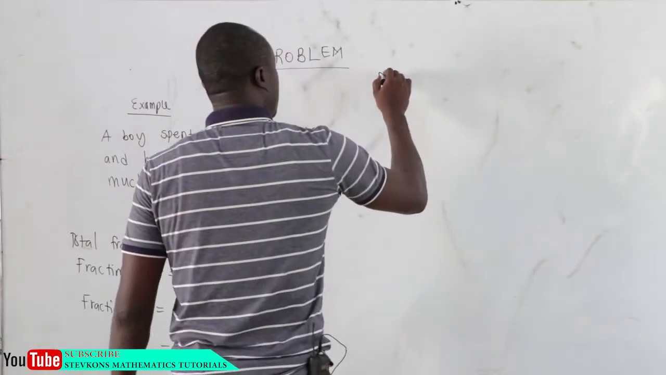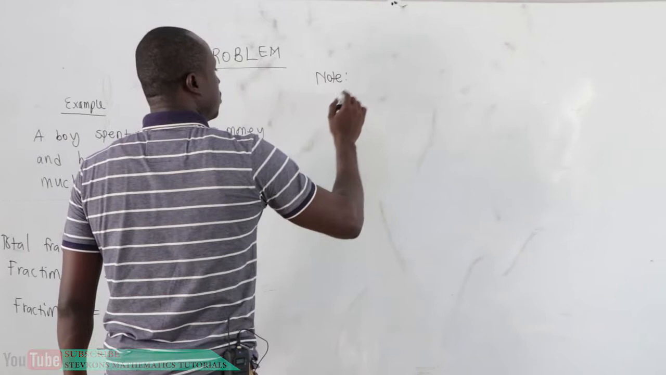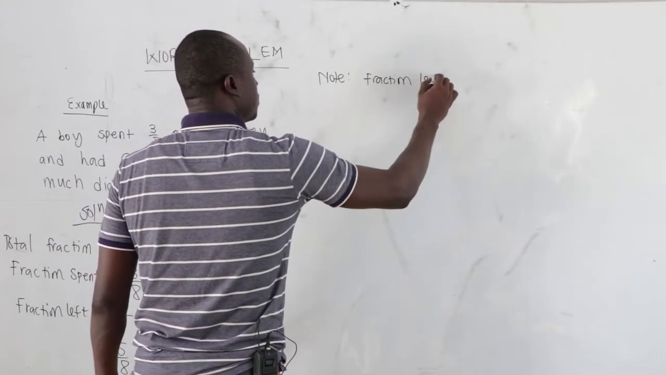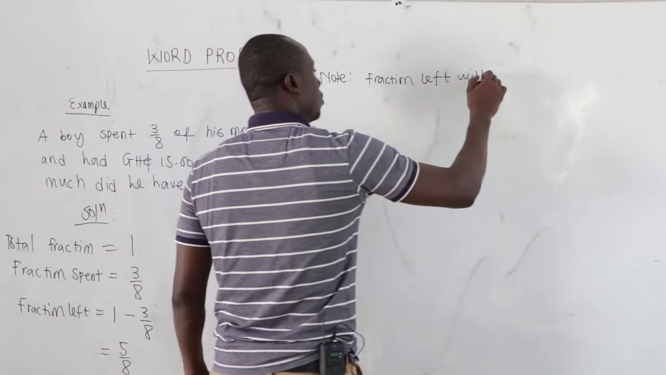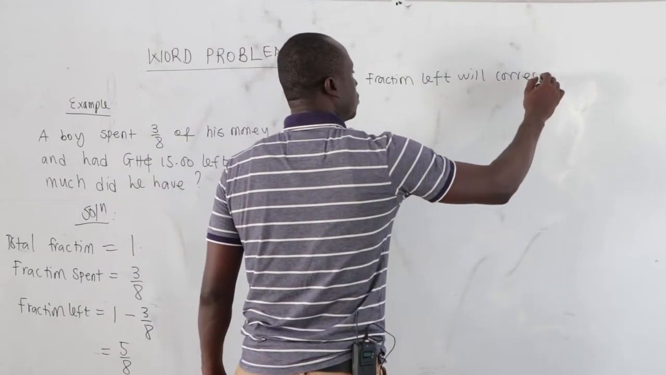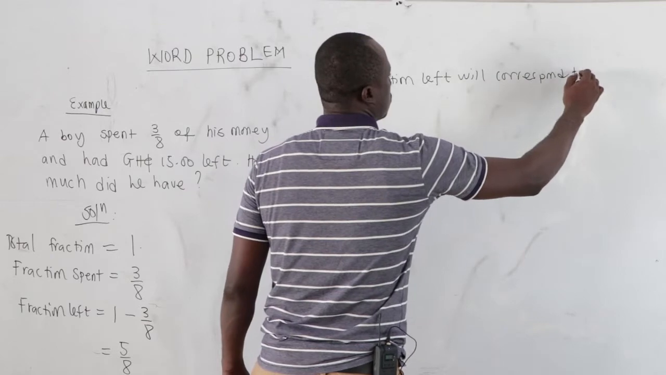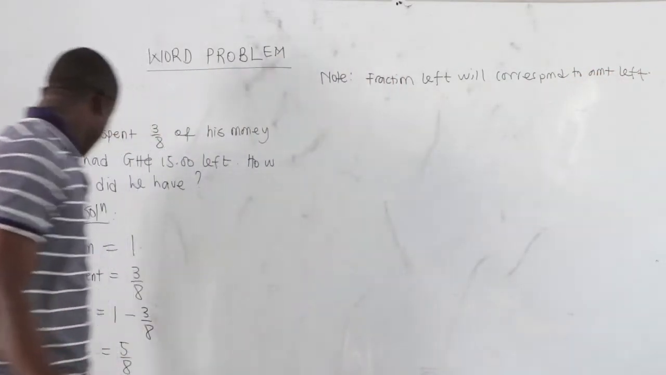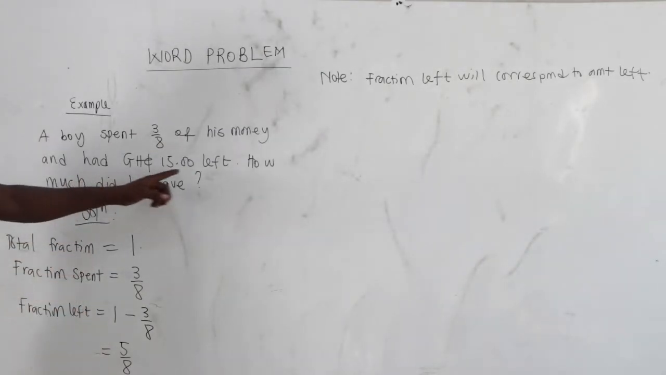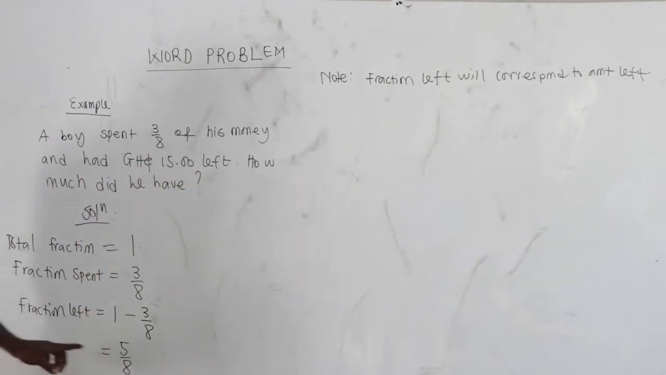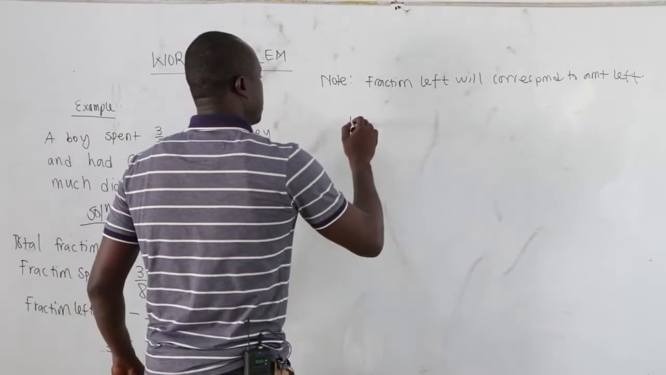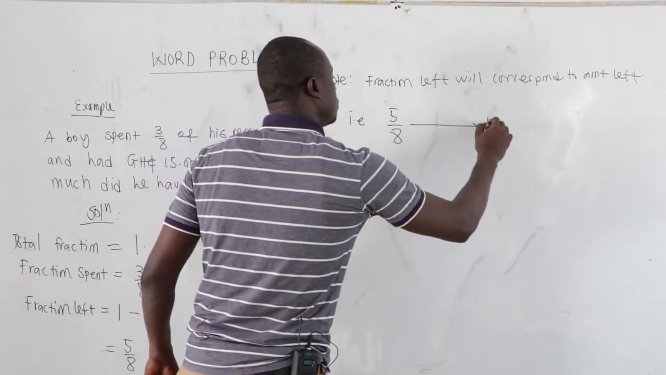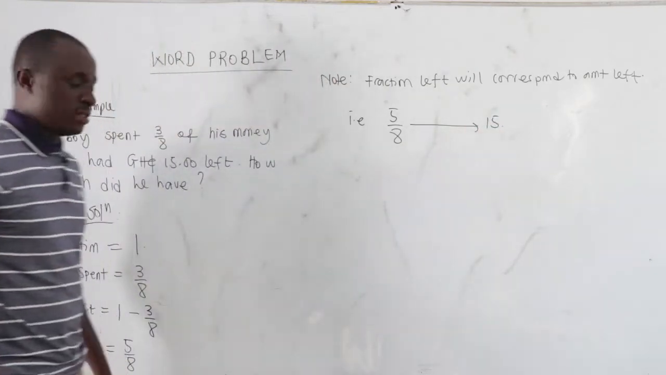So we have to note always that fraction left will correspond to amount left. That is, we are being told that he had 15 cedis left. So the fraction left, which is 5/8, would correspond to the 15 cedis.